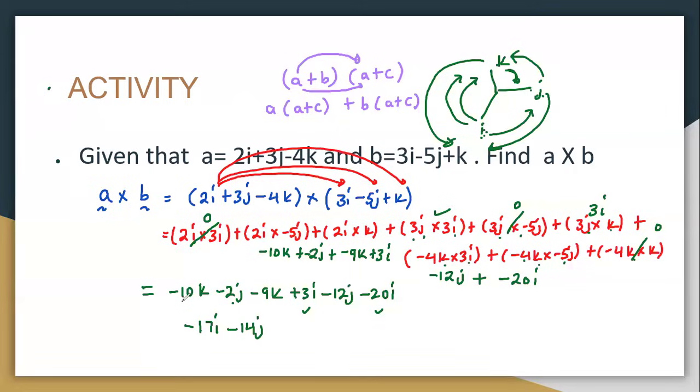Then you go to k. Negative 10k and 9k will give us negative 19k. And now this is the answer for A cross B when you cross those two vectors. In case you have a question, kindly ask. And here you have to be very careful when you're opening the brackets such that you do not make any errors. Yes, Gilbert.